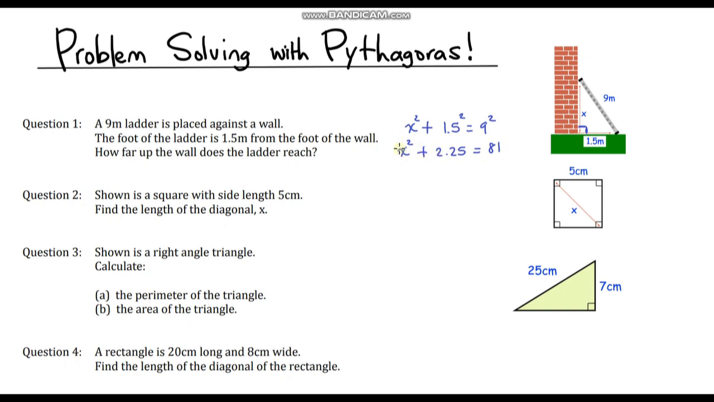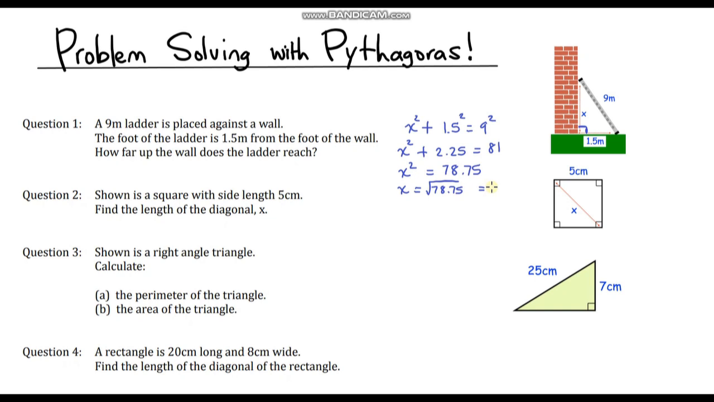So now to get this x squared on its own, we just need to subtract 2.25 from both sides. So we're going to be left with x squared is equal to 81 minus 2.25, which gives me 78.75. And now to work out what x is, we just need to take the square root. So x is going to equal the square root of 78.75. And I will need my calculator for that.